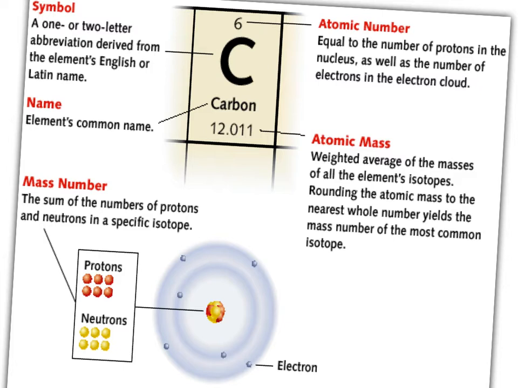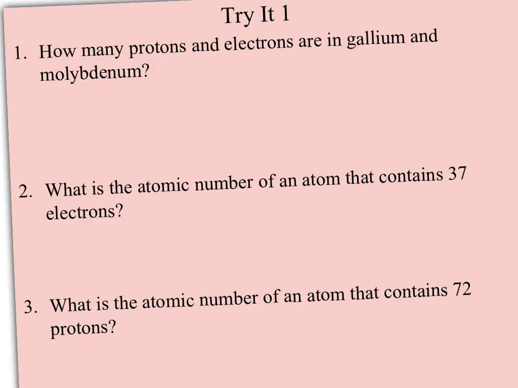Rounding the atomic mass to the nearest whole number will tell you the mass number of the most common isotope. So in the case of carbon, 12 is the most common isotope. The mass number is the sum of the numbers of protons and neutrons in a specific isotope or a specific atom. The mass number doesn't actually appear on the periodic table because you'd have to know exactly which isotope or atom you're dealing with. Instead, we just see the average of all those mass numbers on the periodic table itself.